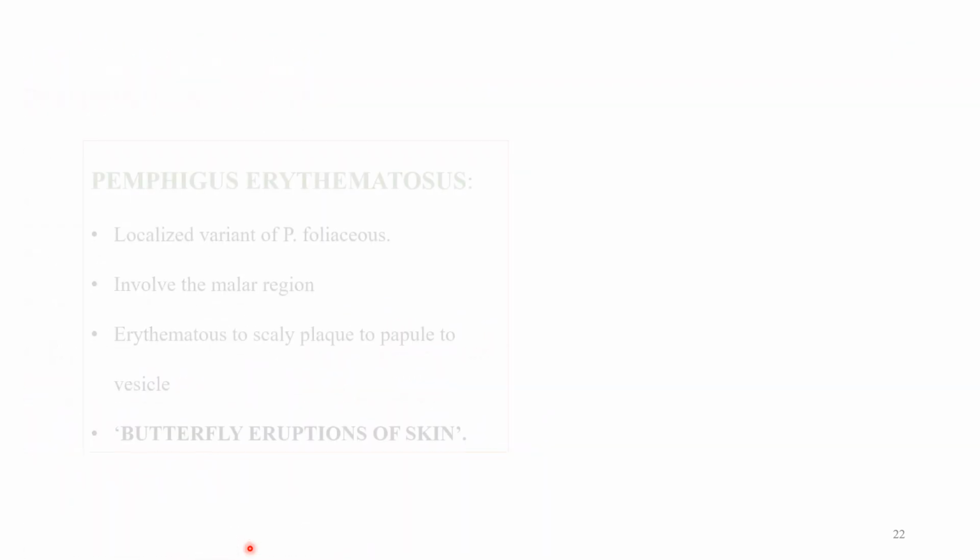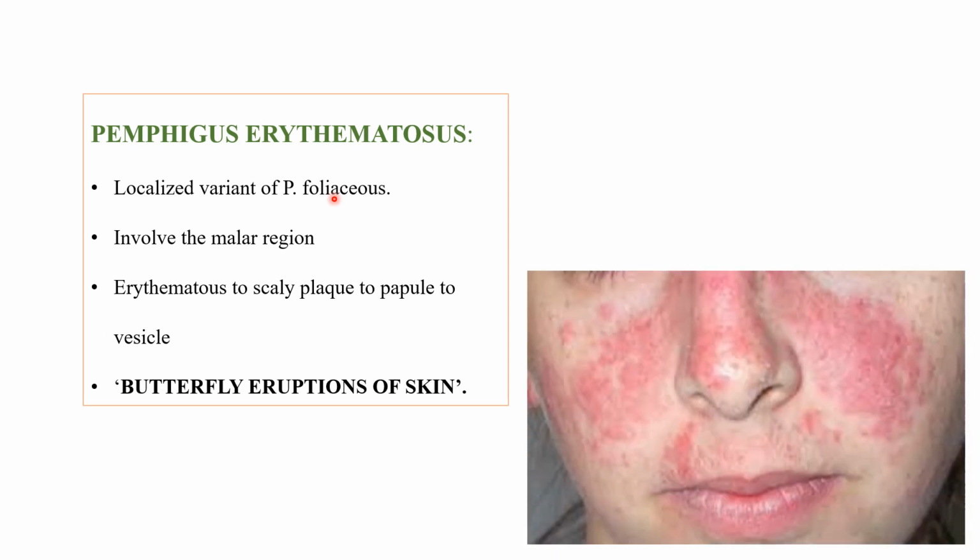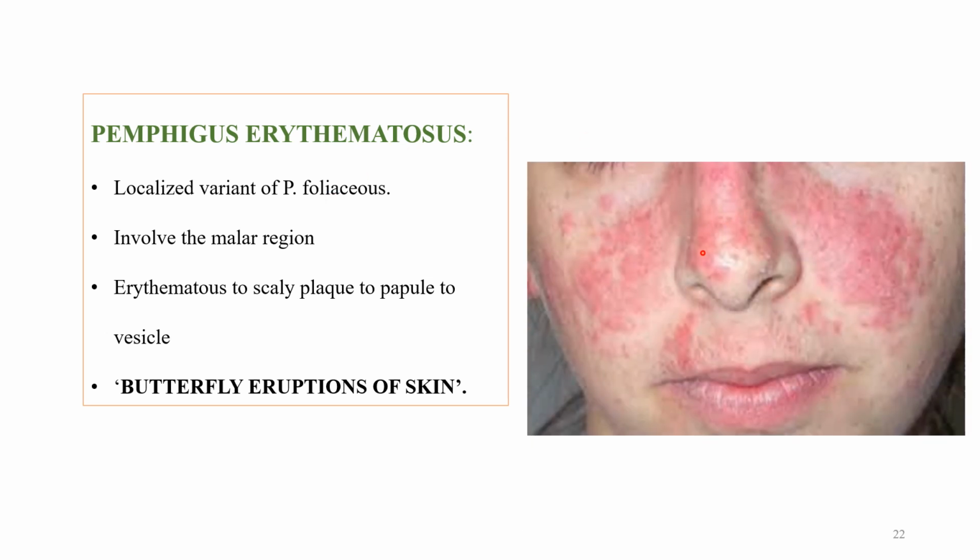And then we have the Pemphigus erythematosus. So this is generally termed as the localized variant of Pemphigus foliaceus, which involves the malar region in formation of butterfly eruptions on the skin. So these butterfly eruptions of the skin are seen in Pemphigus erythematosus.